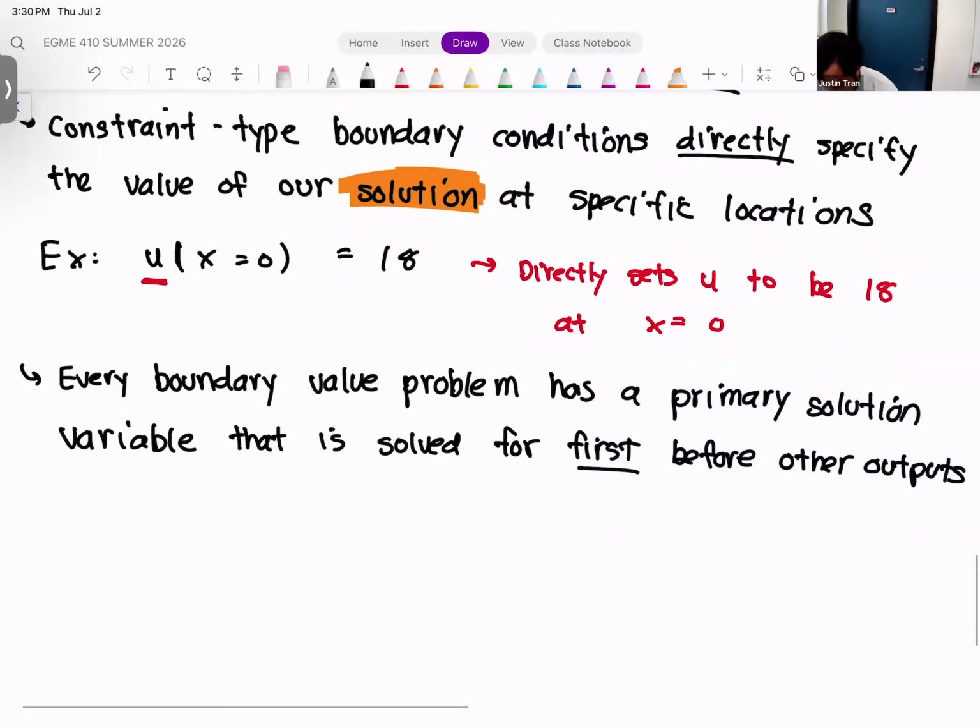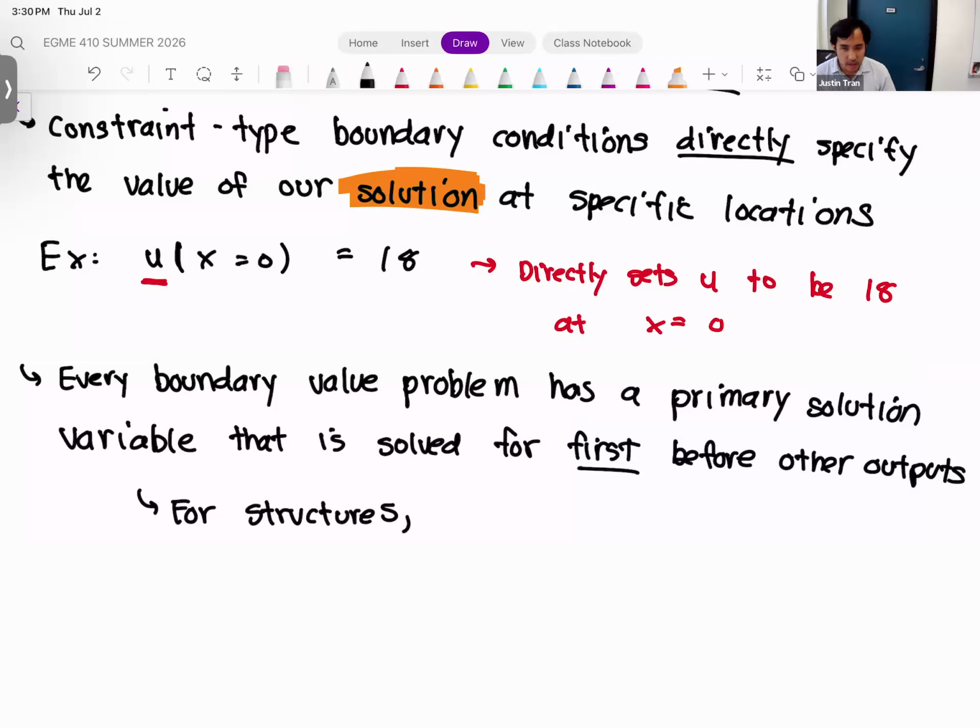Okay. So for structures, which is the primary equation that we're going to be solving in this class, the primary solution variable is the deformation.